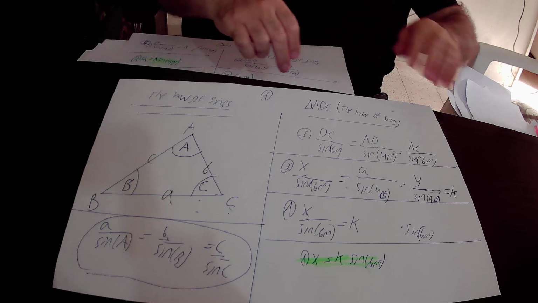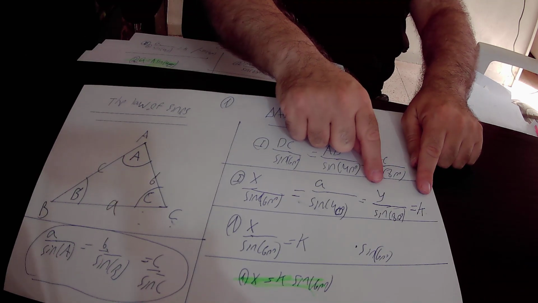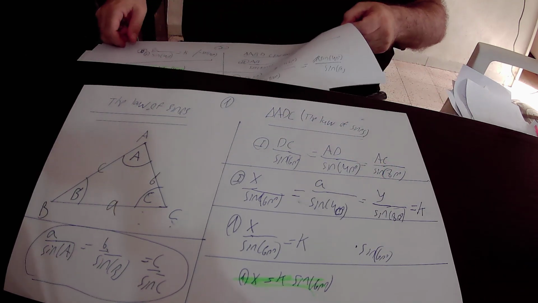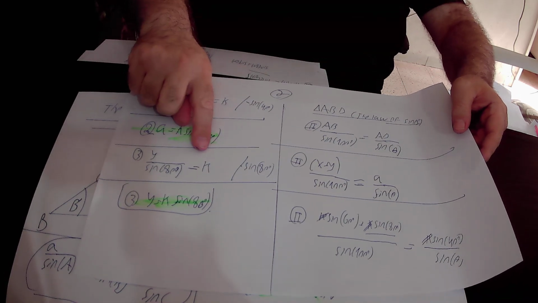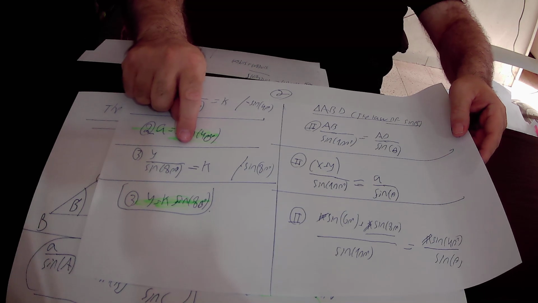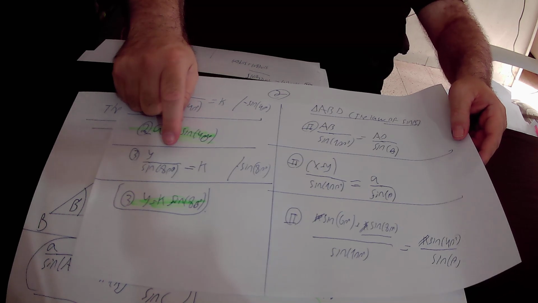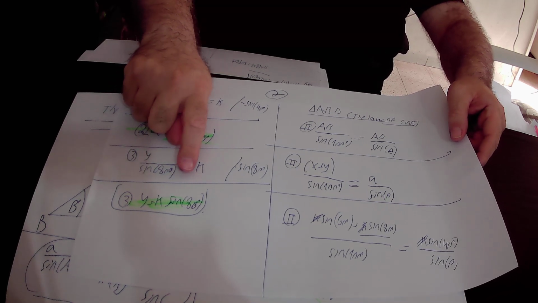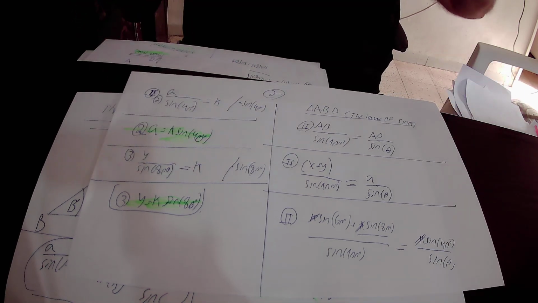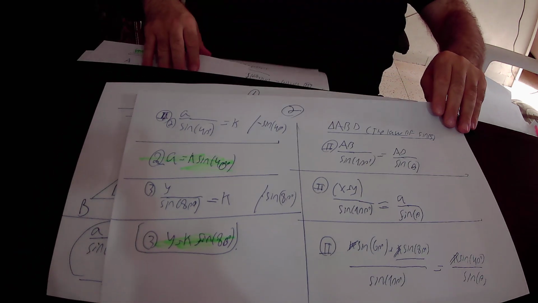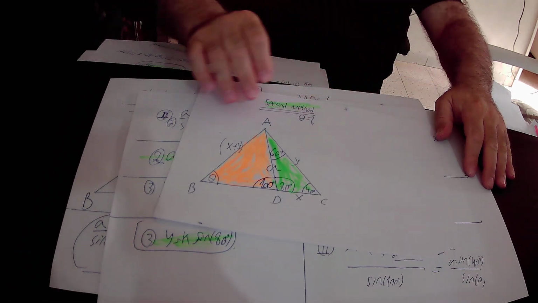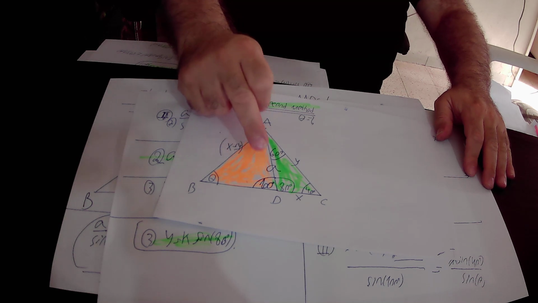Then finally those two expressions are equal to each other. That is to say, y over sine 80 degrees equals k. We multiplied this equation by sine 80 degrees and found out that y equals k times sine 80 degrees. So we created here three expressions for x, y, and a. Then we implemented the law of sines in the orange triangle, triangle ABD.